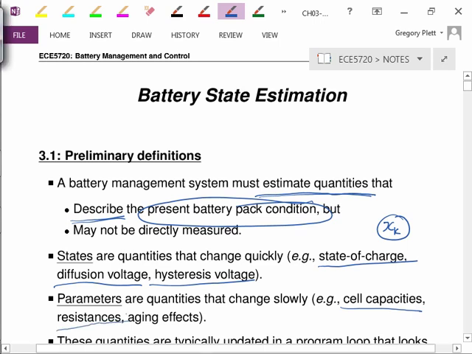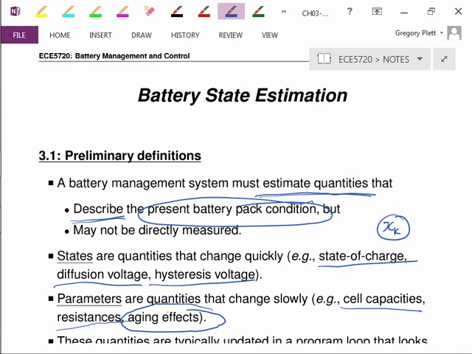Similarly, resistances of a battery pack, the ability to deliver power, in other words, would change slowly over the course of years rather than minutes. So parameters tend to change due to aging, due to degradation. And if they were to change quickly, that would be due to some kind of terrible abuse. But under normal operating conditions, we would not expect them to change rapidly at all.